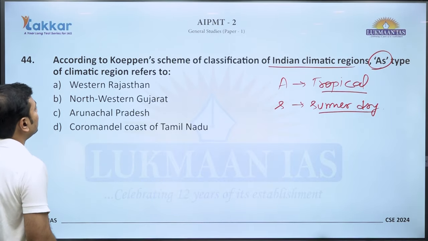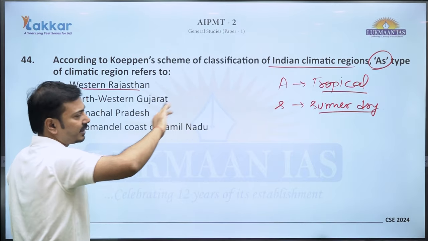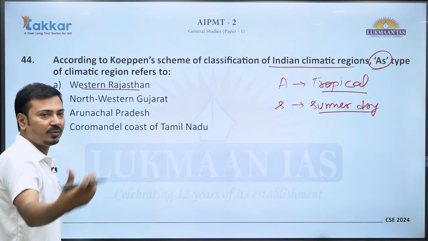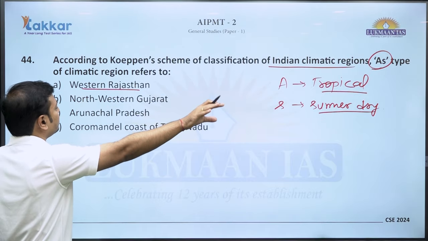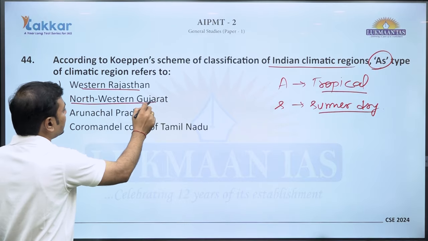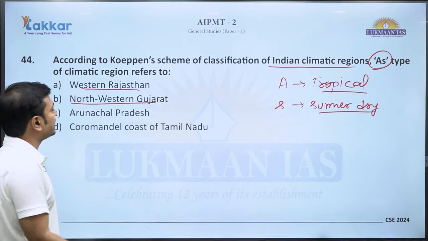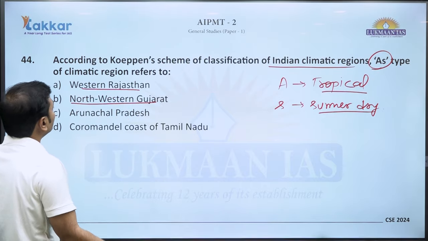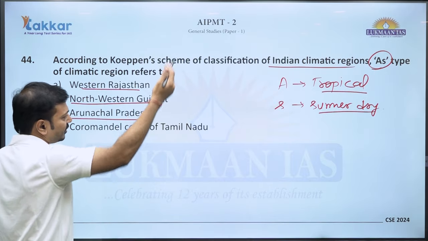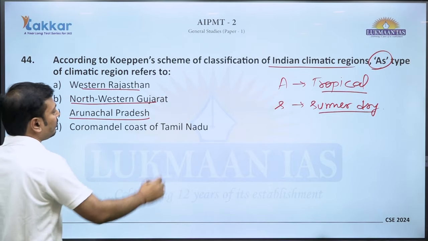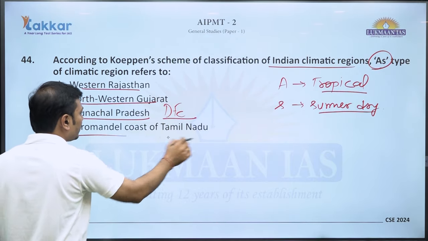Look at the regions. Okay, western Rajasthan, we know that it is beyond the tropical region. So, that won't come. A B type of climate will come because they are dry regions. So, we can say it will not be AS. Northwestern, let's say Gujarat, there also it is a B type of climate when we study. So, yes, BWhw. So, that is again incorrect. Now, Arunachal Pradesh. Here it is even colder. Okay, so here there was a DFC type of climate. DFC. Coromandel coast of Tamil Nadu.